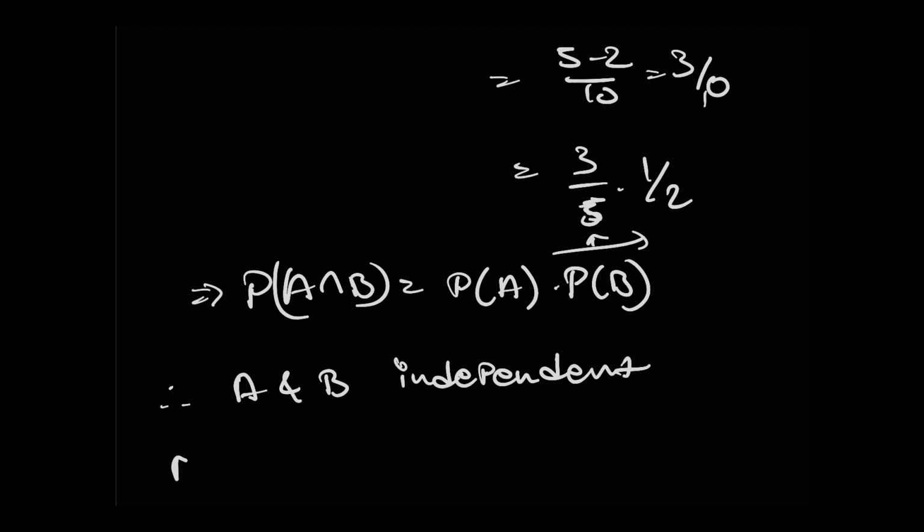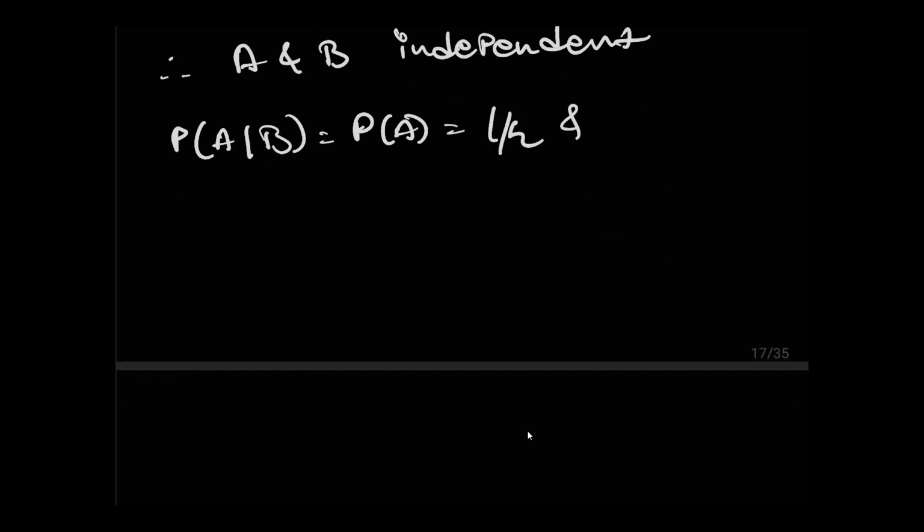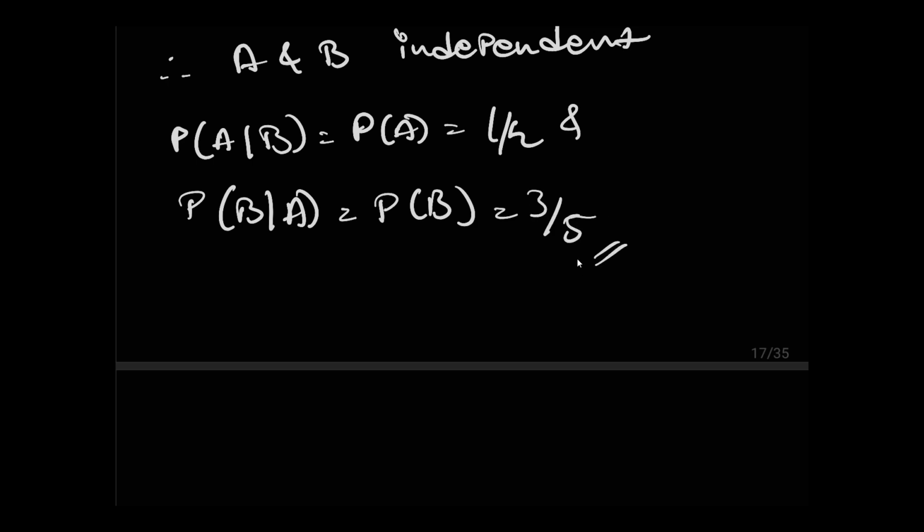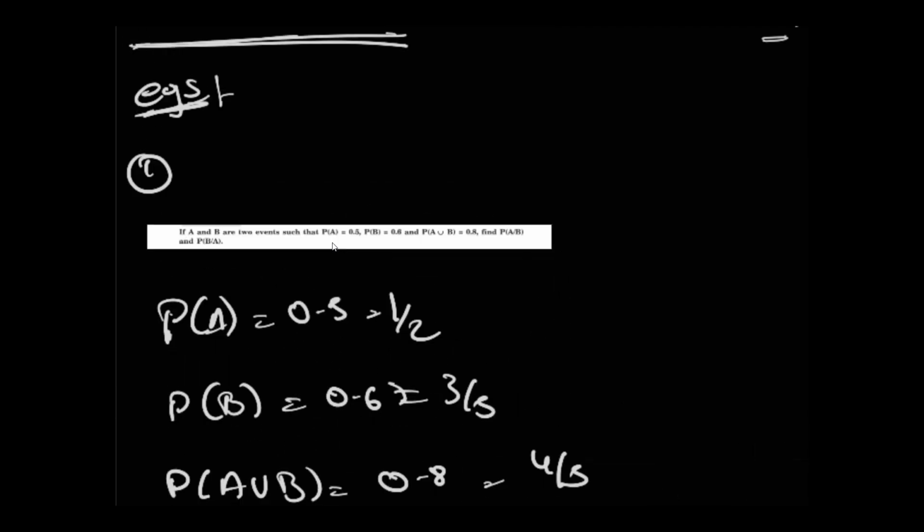If A and B are independent, then P of A given B equals P of A, that is 1 by 2, and P of B given A is equal to P of B, that is 3 by 5. So P of A given B is 1 by 2 and P of B given A is 3 by 5. So the answers are 1 by 2 and 3 by 5.